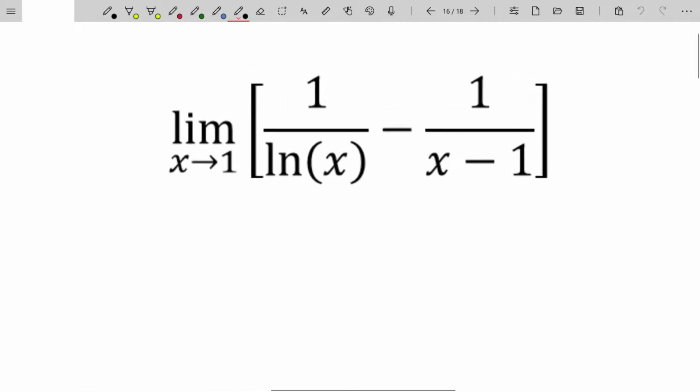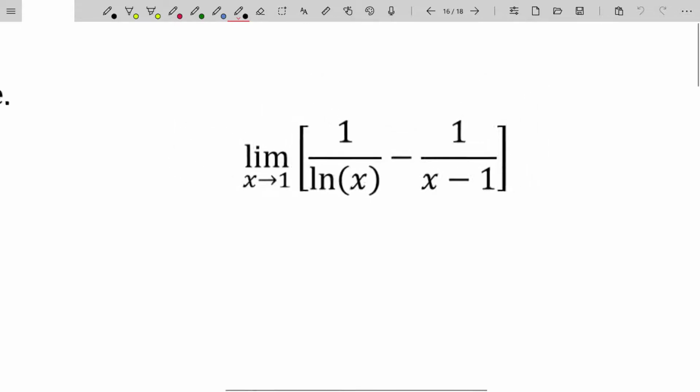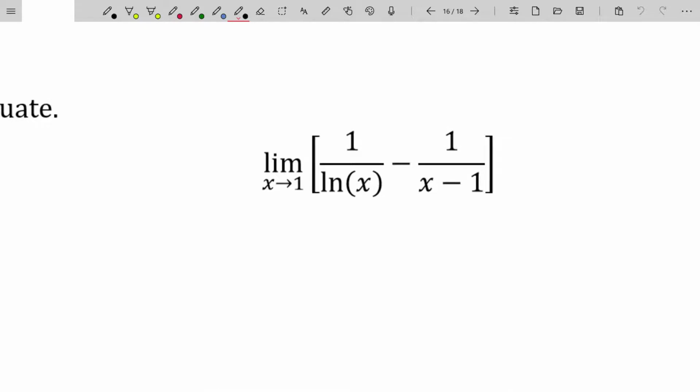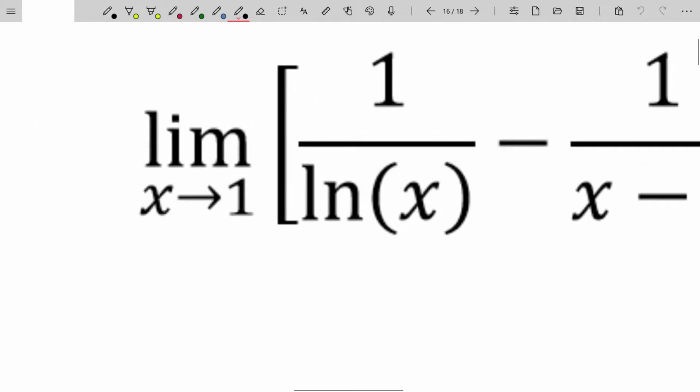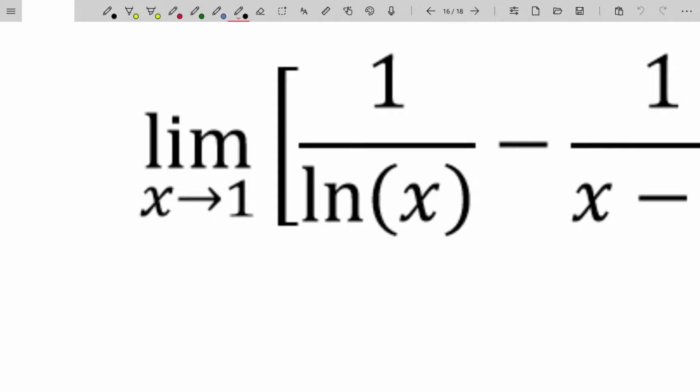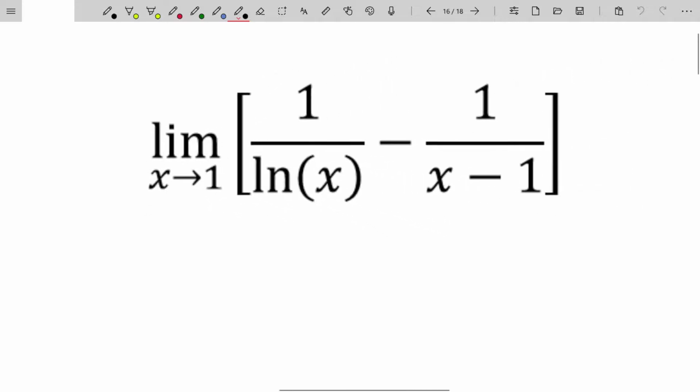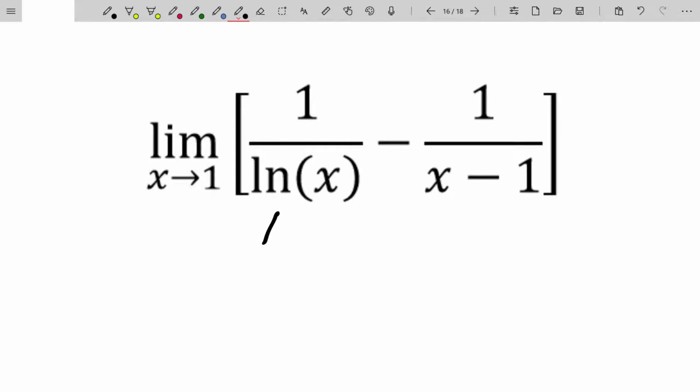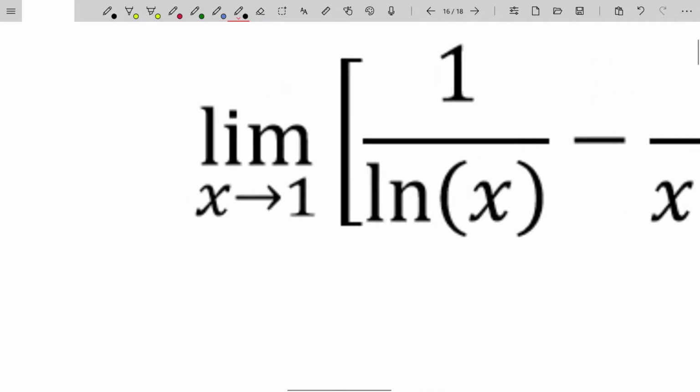So I have the limit as x approaches 1 of 1 over the natural log of x minus 1 over x minus 1. Now remember, as x approaches 1, the natural log of x will approach 0. And this is an odd one because if you think about it, this is approaching 0, but it depends on what side of 1 x is approaching. That'll tell us which side of 0 this is approaching. So this is one of those cases where you're going to have to break this into 2 pieces.